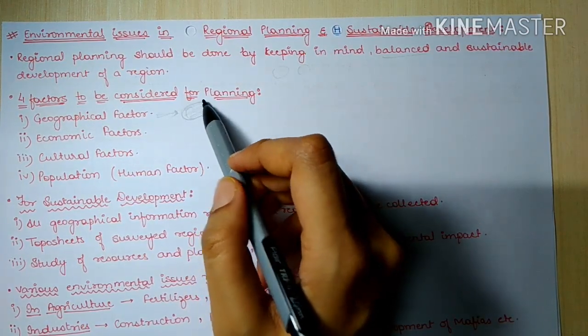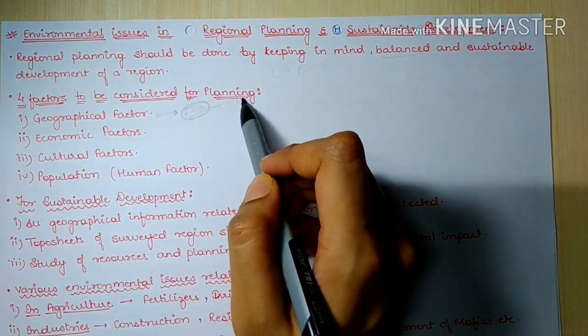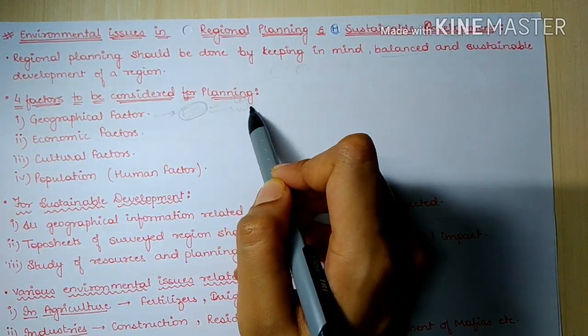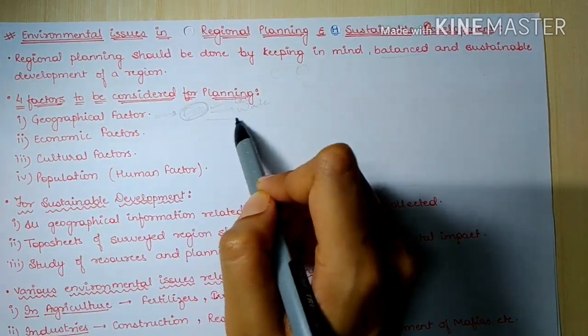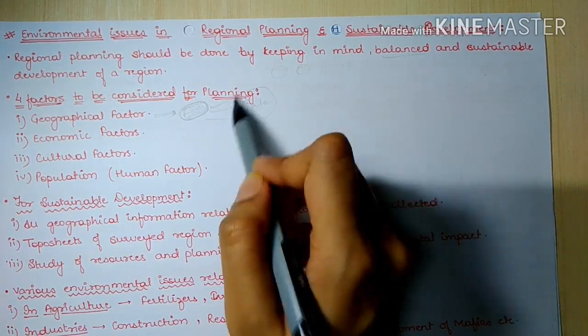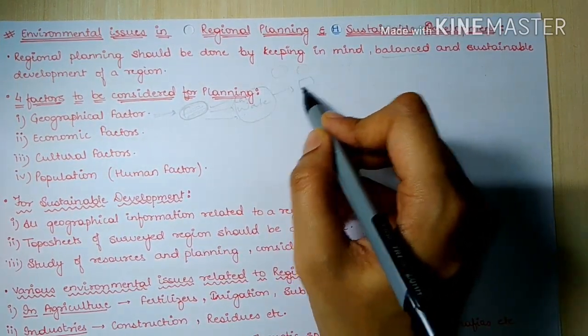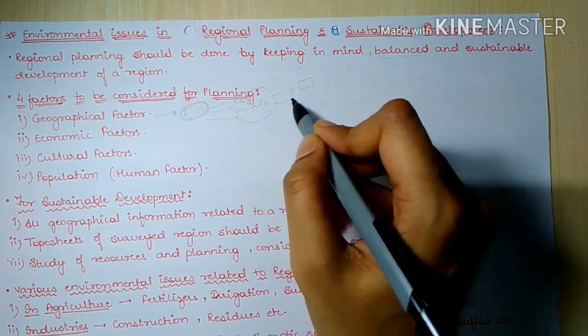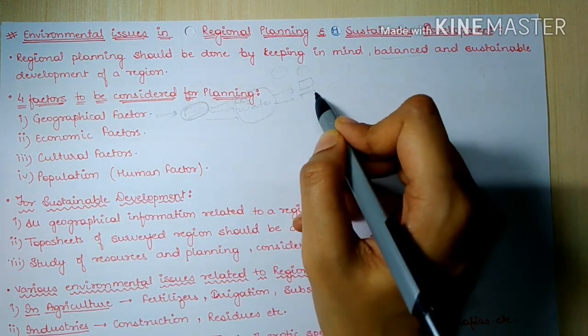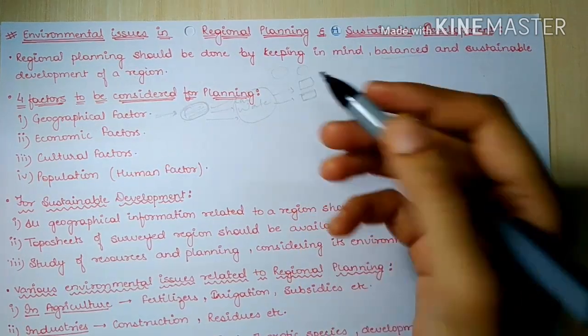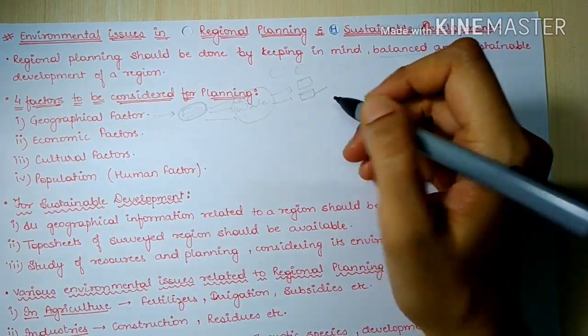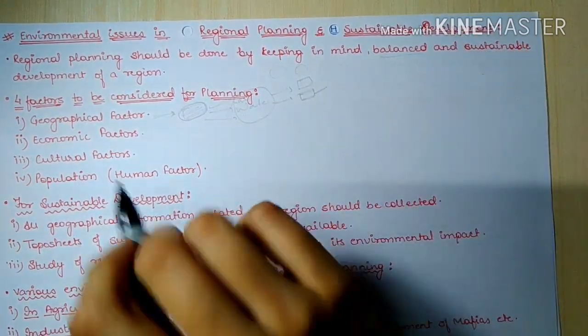The geographical factors, that is land, water availability, forest, etc., should be considered, so that there is not a great impact on land and the fertility of land is not lost, water is not misused, and water is not polluted. Everything has to be kept in mind.